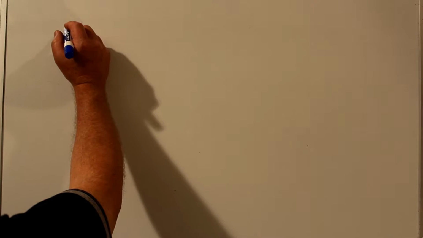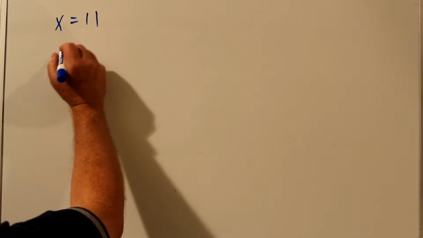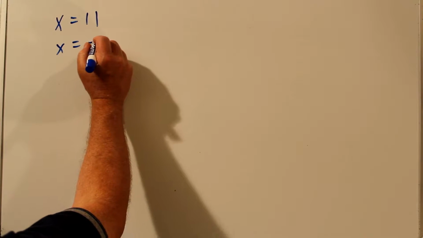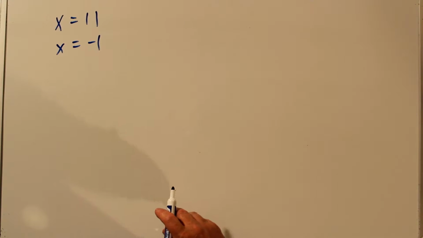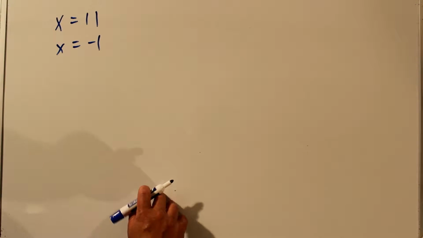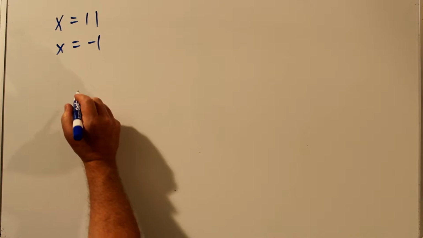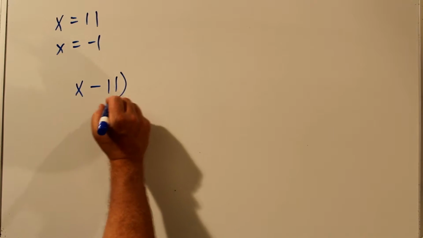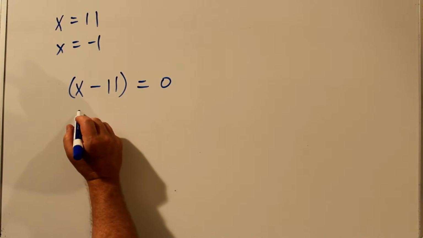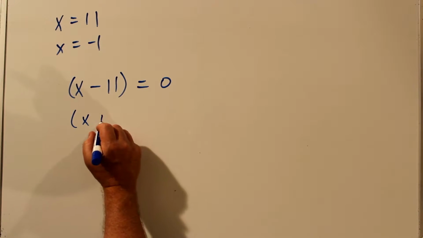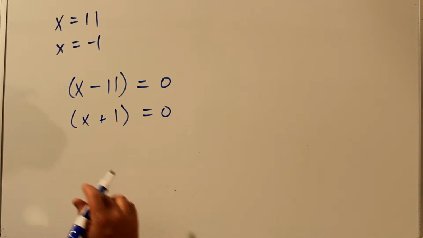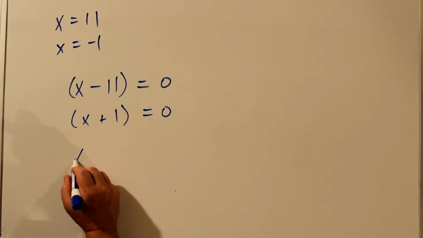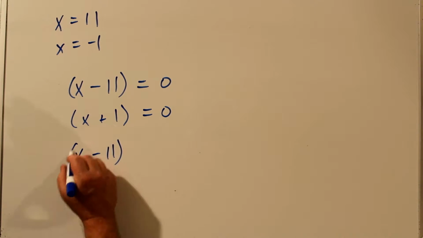If you are given the answers to a quadratic equation, like x equals 11 and x equals minus 1, and you are asked to find the quadratic equation, you could create your factors from the answers. In other words, x equals 11 came from x minus 11 equals 0, and x equals minus 1 came from x plus 1 equals 0. And then using these two factors, you could multiply them together and get the quadratic equation.